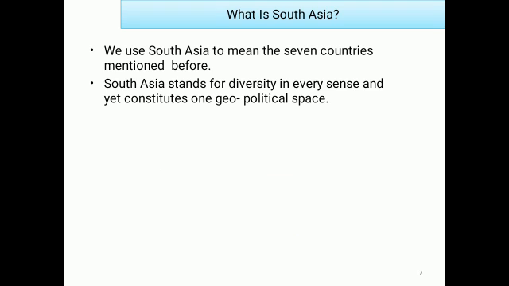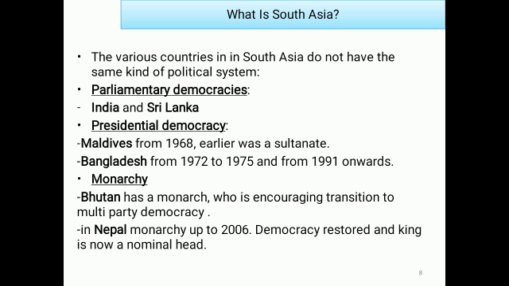South Asia stands for diversity in every sense and yet constitutes one geopolitical space. The various countries in South Asia do not have the same kind of political system. All these 7 countries don't have the same kind of political system.